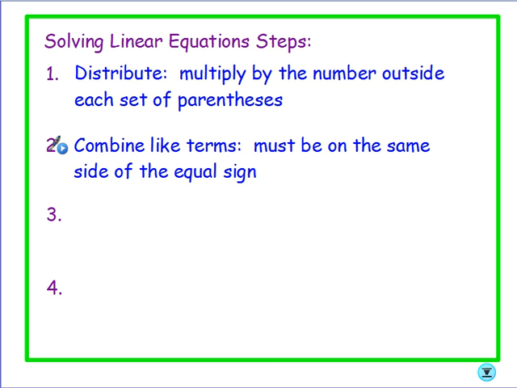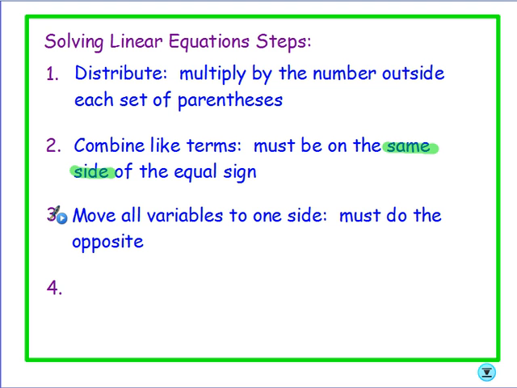What's important to know, though, is that when you're combining like terms, the terms must be on the same side of the equal sign. You can't look on opposite sides, you can only look on the same side. Step number 3, you want to move all of your variables to one side. Doesn't matter whether you move them to the left side or to the right side, but you want to move them together. Now, because they are going across the equal sign, this time you must do the opposite.